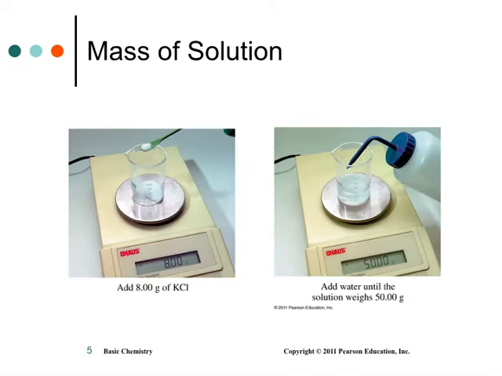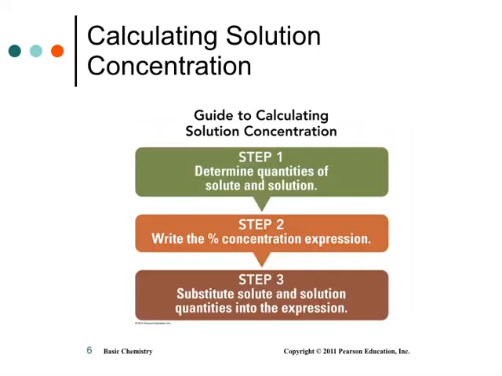Here's a picture of that. You simply tare out or zero out the glass, the beaker, put in 8 grams of the salt that you're talking about, and then you want to know what the total weight of the solution is. So you simply add water until you get to the amount of solution that you're talking about. Then you divide those two numbers.